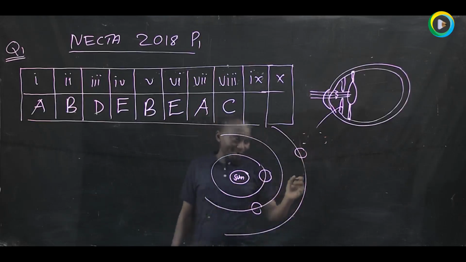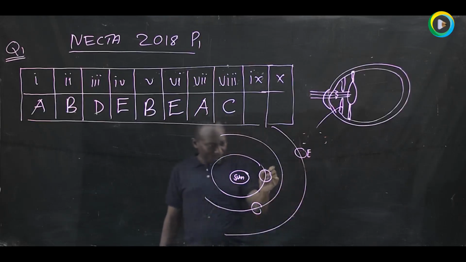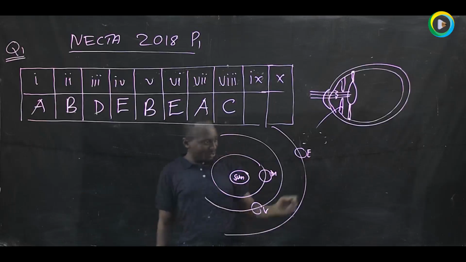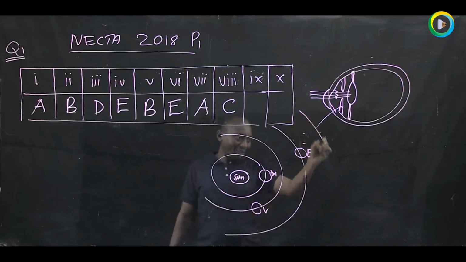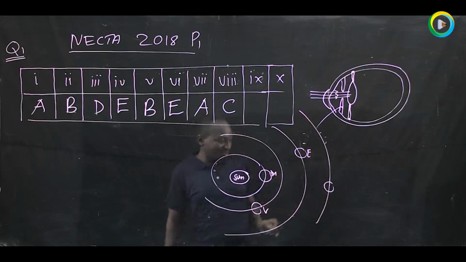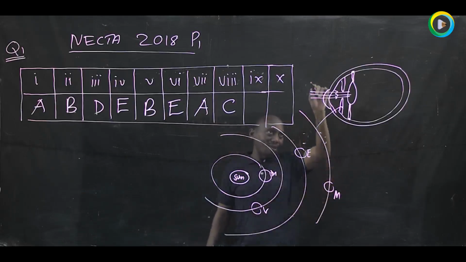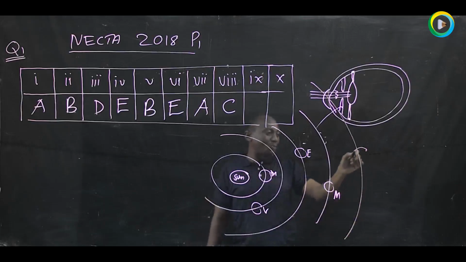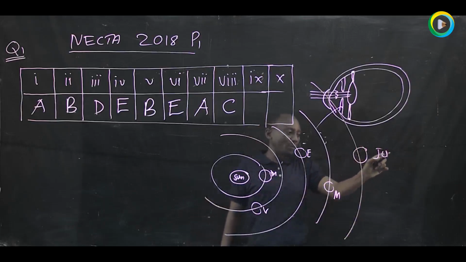From Earth, this is Earth. This one is Mercury. This one is Venus. This one is Earth. We have Mars. This one is Mars. And we have Jupiter.